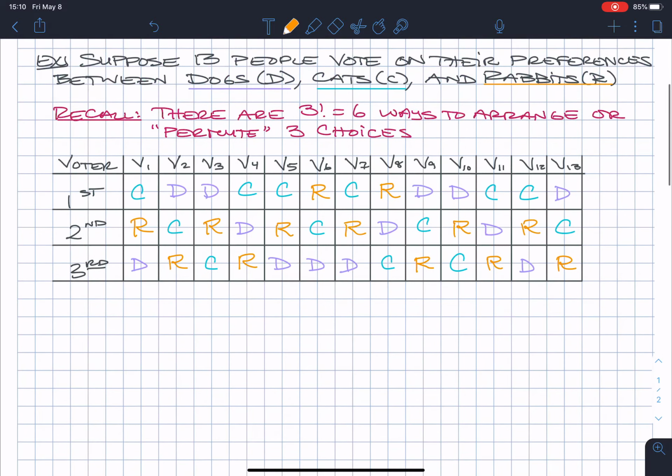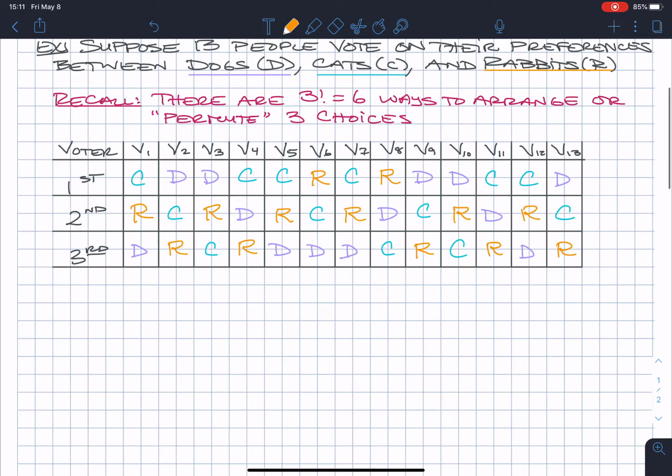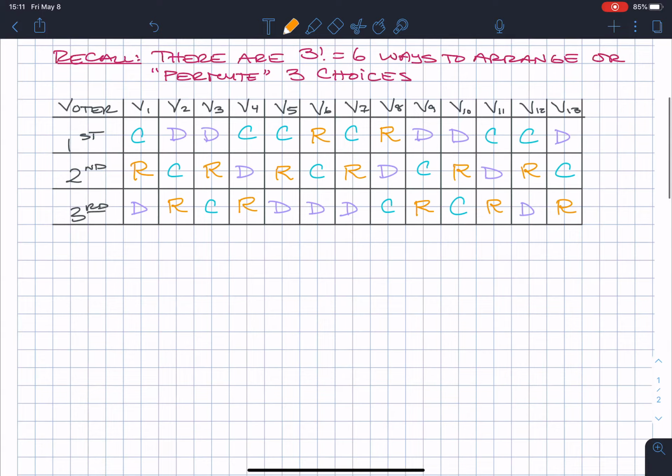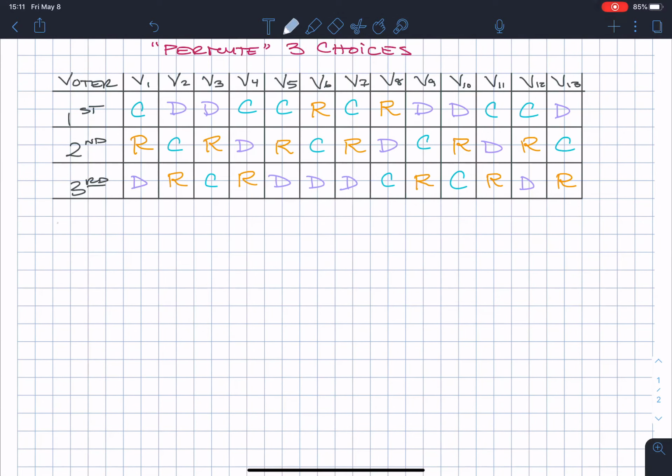Okay, so even though there's 13 voters, I claim that there's only really 3 factorial or 6 ways to arrange these. So now I'm going to consider a vote versus frequency chart. Let's call frequency little f.